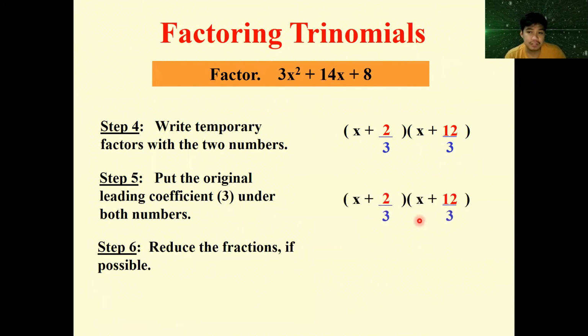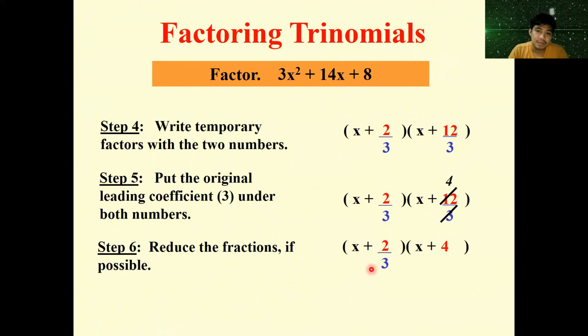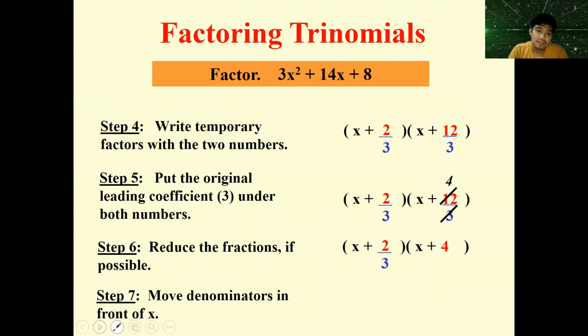So as you can see, we are going to cancel the 12 because it becomes 4. 12 divided by 3, that is 4. And then we have x plus 2/3 and x plus 4. And then, move the denominators in front of x. So it becomes 3x plus 2 times x plus 4.